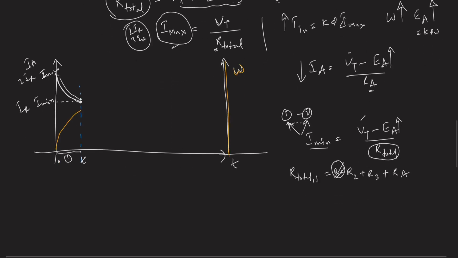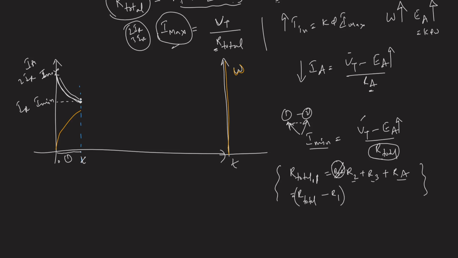But now I am defining a new R total comma 1. R total comma 1 means it is actually R total minus R1, which in short I am writing R total comma 1, which is actually equal to R2 plus R3 plus RA, right? Now once I define this, when my starter pointer is moved from the first stud to the second stud, at that moment suddenly the current again rises to the maximum current.